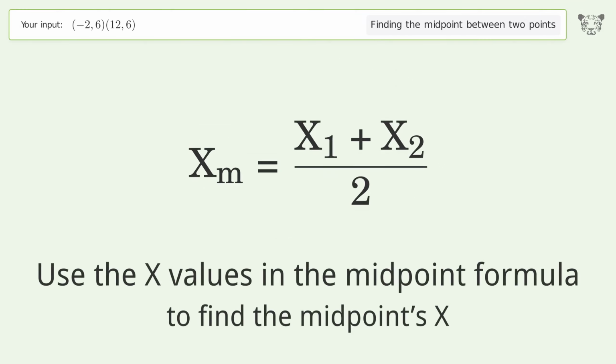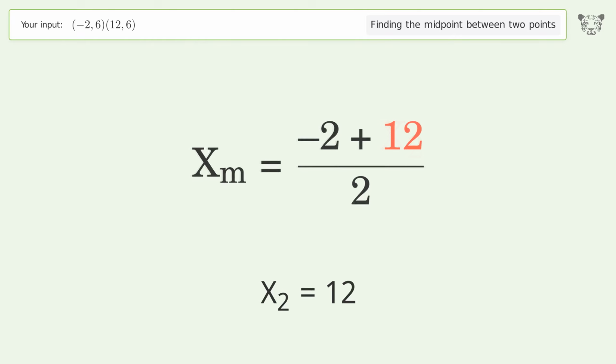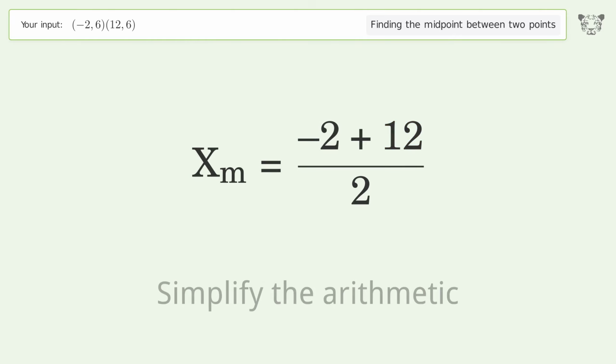Use the x values in the midpoint formula to find the midpoints x. x1 equals -2. x2 equals 12. Simplify the arithmetic.